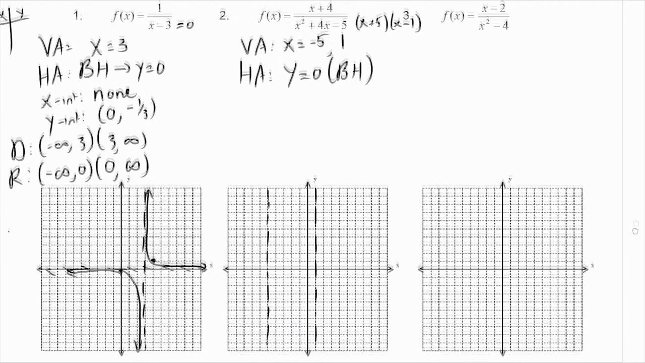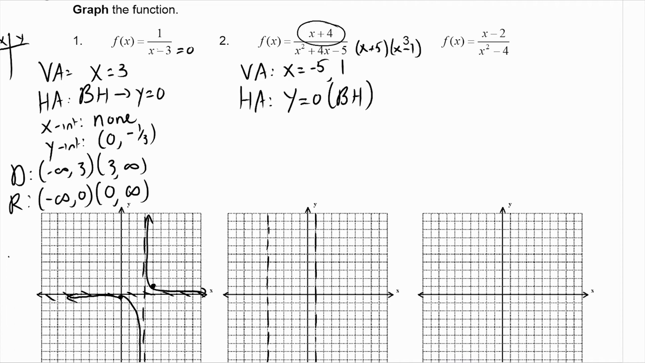Now moving on from here, notice that the top right here is x plus 4. So if I take a look at the x-intercepts, I'm going to set that equal to 0. So x plus 4 is equal to 0. So x is going to actually be equal to negative 4. So I have an ordered pair, which is negative 4, 0. That's when the y value is going to be equal to 0.